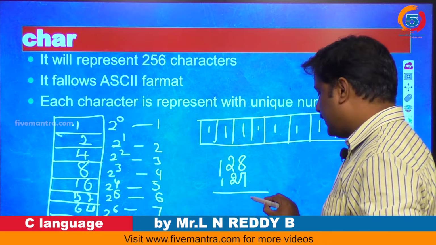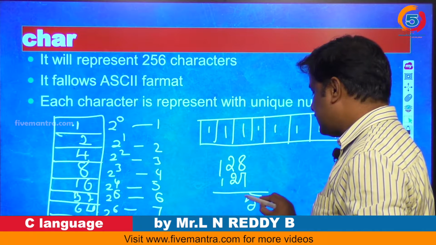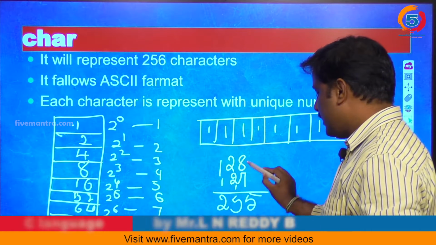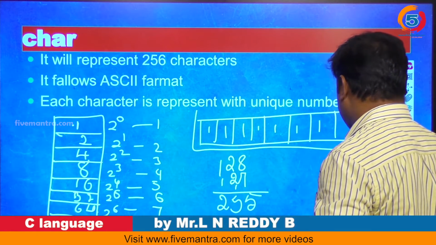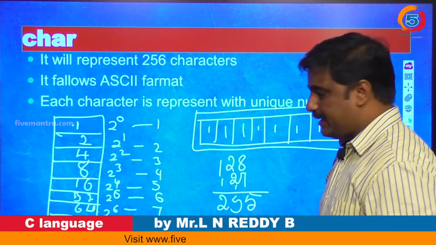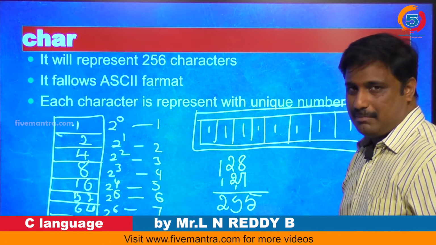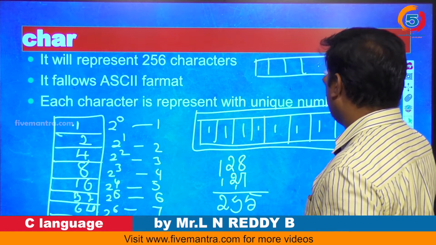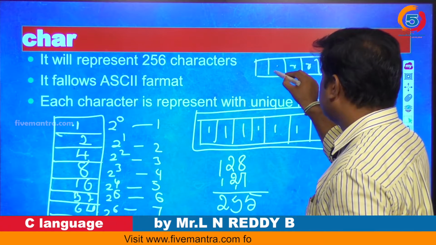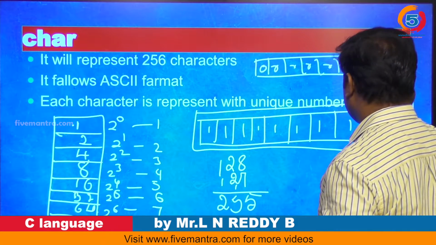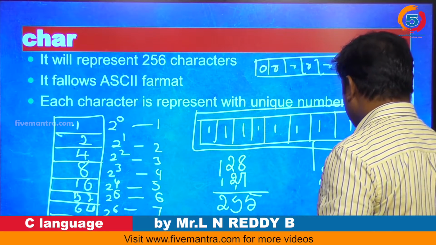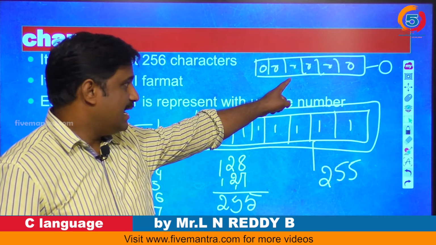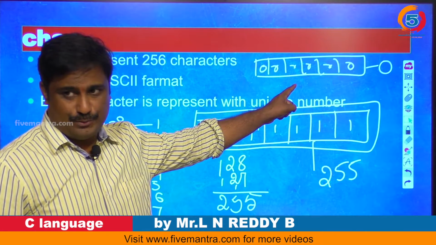If you calculate the total, 8 plus 7 is 15, and this is 5, and this is 2. The maximum, the biggest number I can save is 255, and the smallest one is when all bits are zeros. If it is all 0, the representation is 0, and this representation is 255. This representation is 255, and the smallest representation is 0.